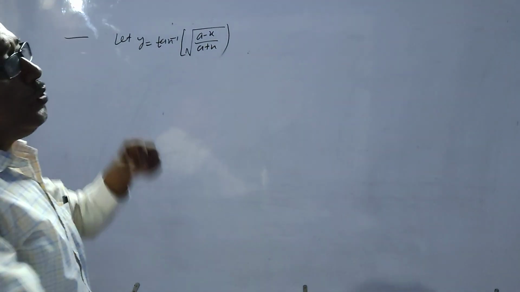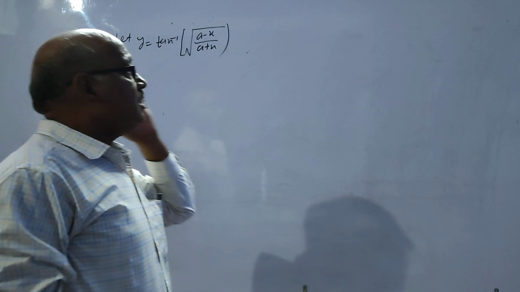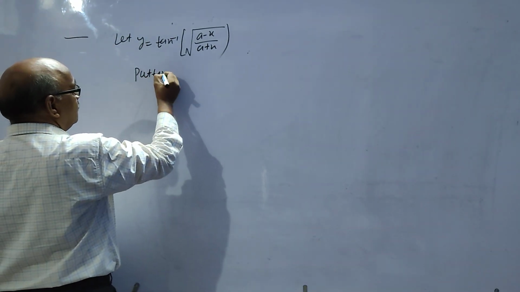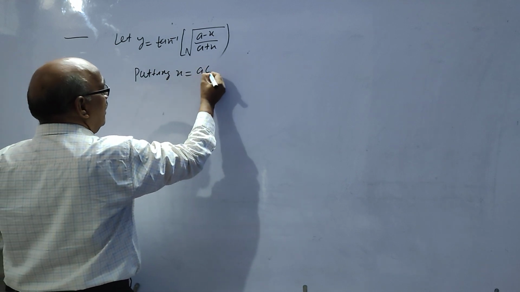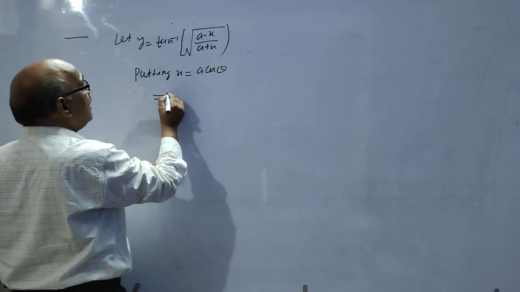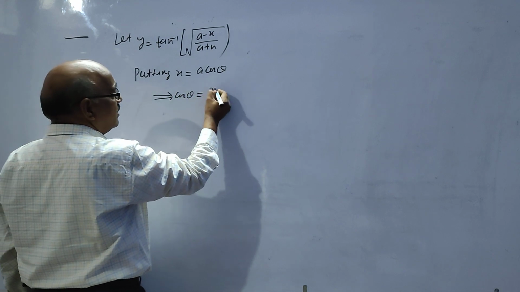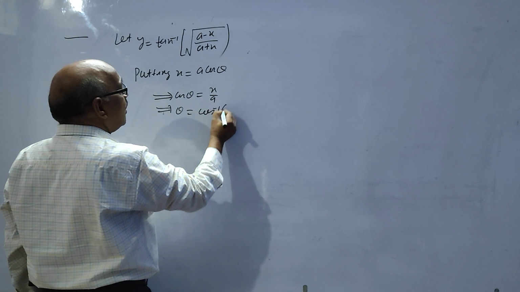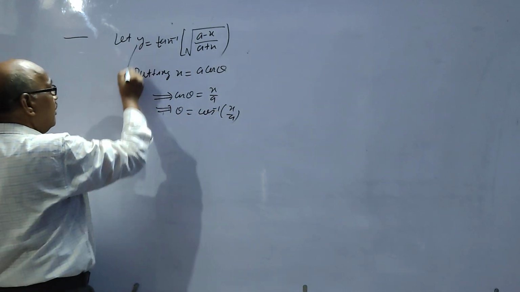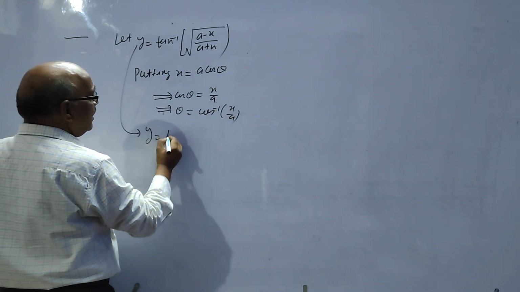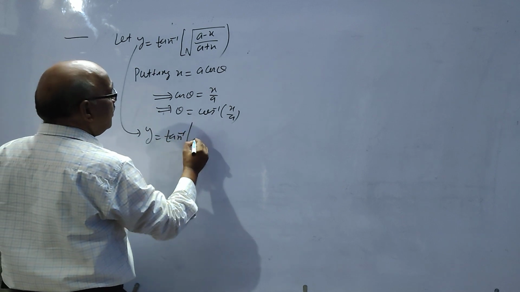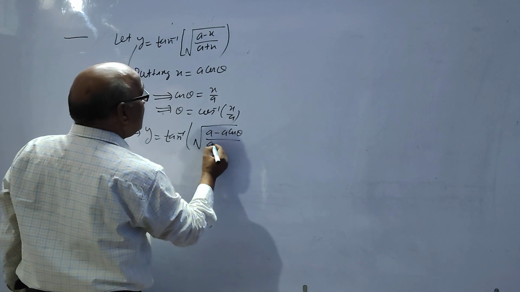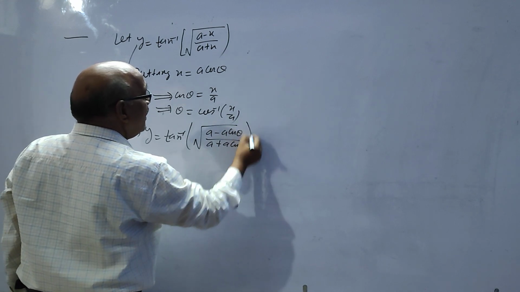Why? Because cos theta is the only trigonometrical ratio which can cancel 1 easily. Now putting x is equal to a times cos theta, this implies that cos theta is equal to x upon a, and this implies that theta is equal to cos inverse x upon a. Now from here y is equal to how much? That is tan inverse under root, that is a minus a times cos theta, a plus a times cos theta.